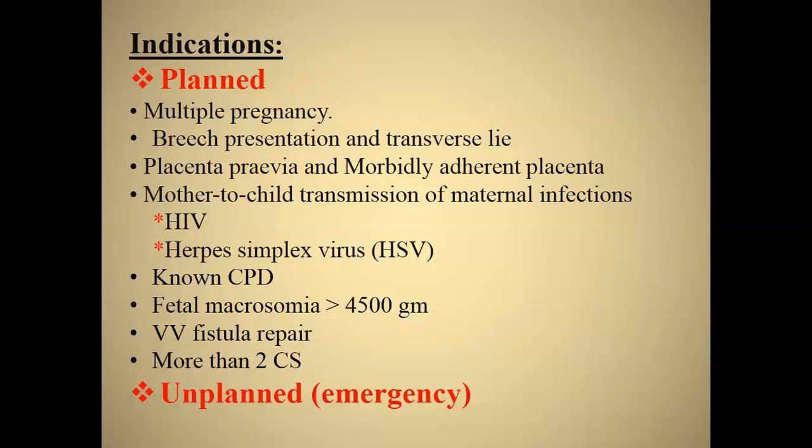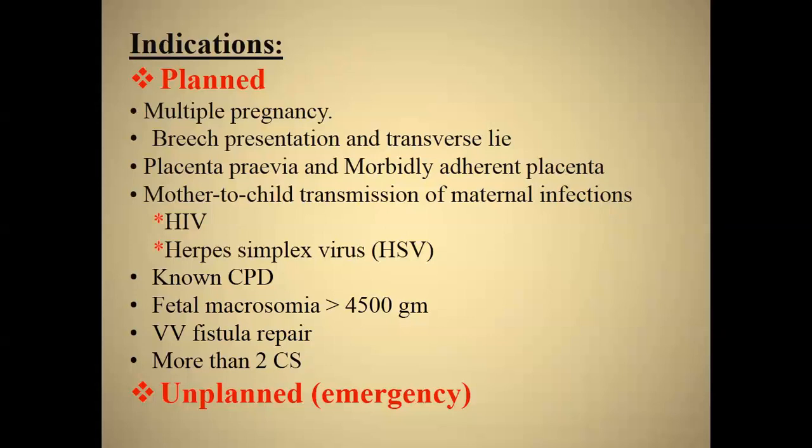Breech presentation and transverse lie also should have cesarean section. Placenta previa and morbidly adherent placenta. By morbidly adherent placenta, we mean placenta accreta. All types of placenta accreta, once you diagnose it, you have to deliver by cesarean section.